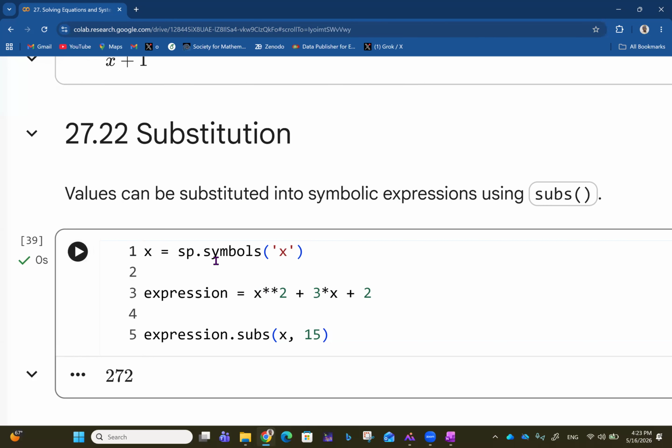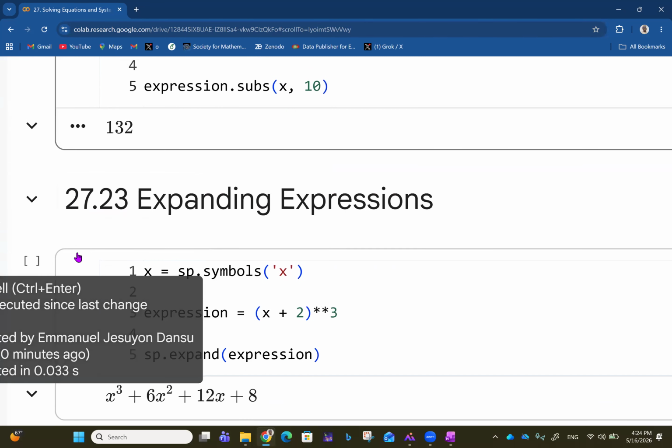So you have your expression, and you then call subs on the expression. For x, you substitute 15 and you get this. Imagine if you make it 10, that'll be 10 squared, that's 100, plus 30, plus 2, so it's going to be 132 if x is 10. So you can substitute that way.